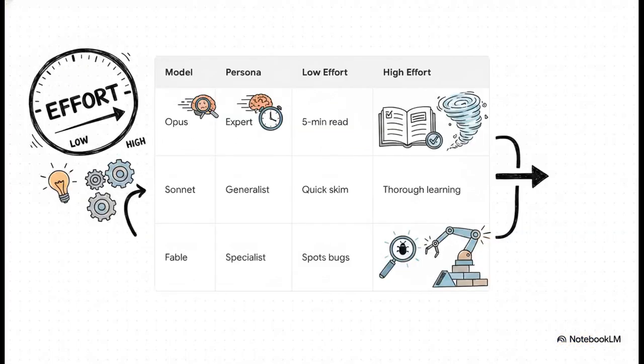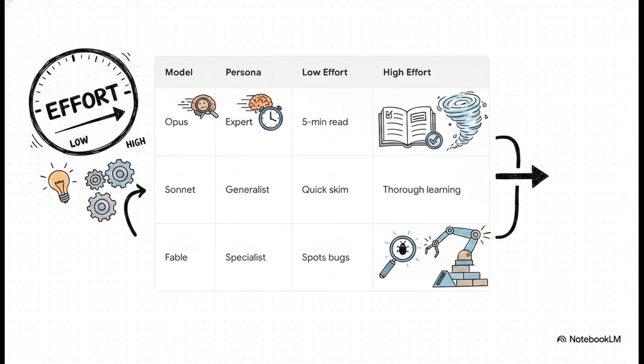Now let's see how these personas map against our effort dial. Think of Opus at low effort as getting, say, 5 minutes with a deep expert. They're going to spot patterns really quickly, but it's just a fast read. Now give Sonnet, your trusty generalist, a high effort level, and it's like giving them the entire afternoon to read everything, run all the tests, and understand your specific codebase incredibly thoroughly.